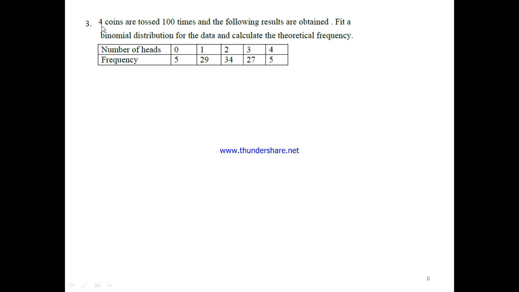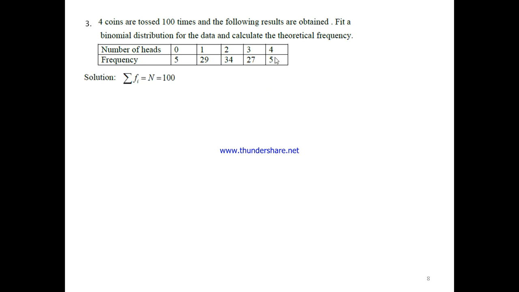Here we are tossing 4 coins 100 times. Then we are getting 0 heads 5 times, 1 head 29 times, 2 heads 34 times, 3 heads 27 times, and 4 heads, that is all 4 outcomes are heads, only 5 times. This was the given data for us. And based on this given data, we have to fit the binomial distribution, and then based on the binomial distribution, finally we have to calculate the theoretical frequency.